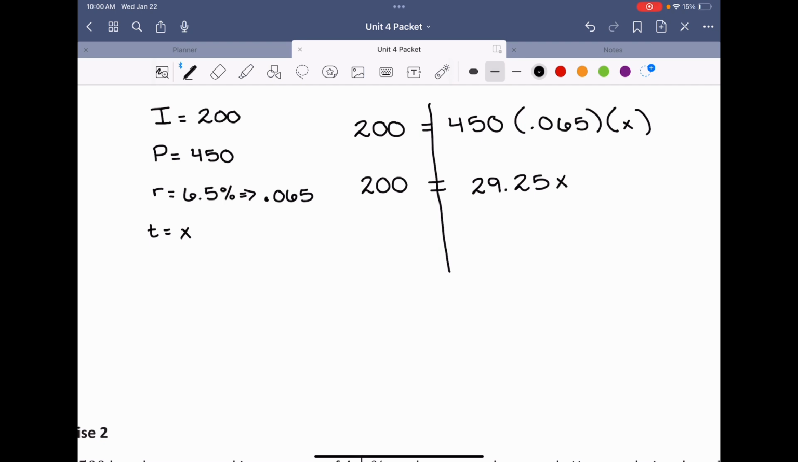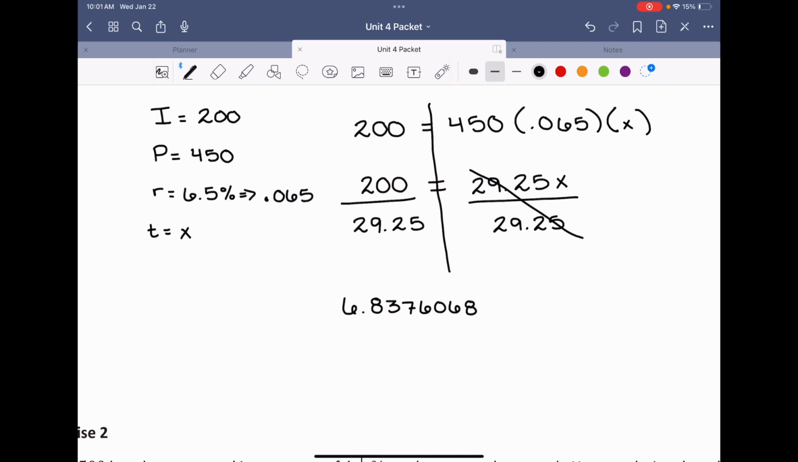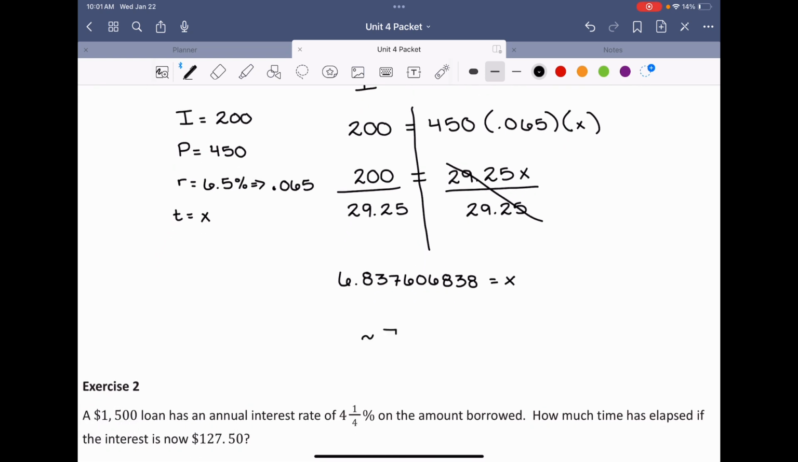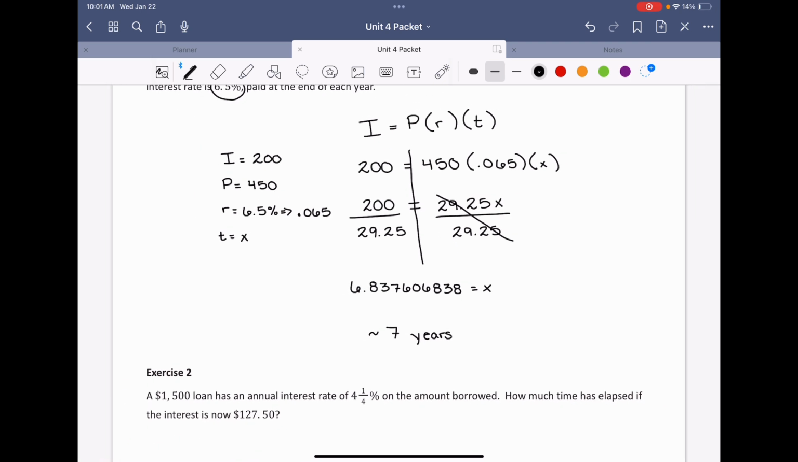This is 29.25 times x, so I have to do the opposite, which is division, to move it away from that side. So opposite side, opposite operation. I'm going to divide to get my answer, write the whole decimal. So 6.837606838. And I'm just going to round it to the nearest year. So I'm going to say about 7 years it would take. Let's go on to the next one.